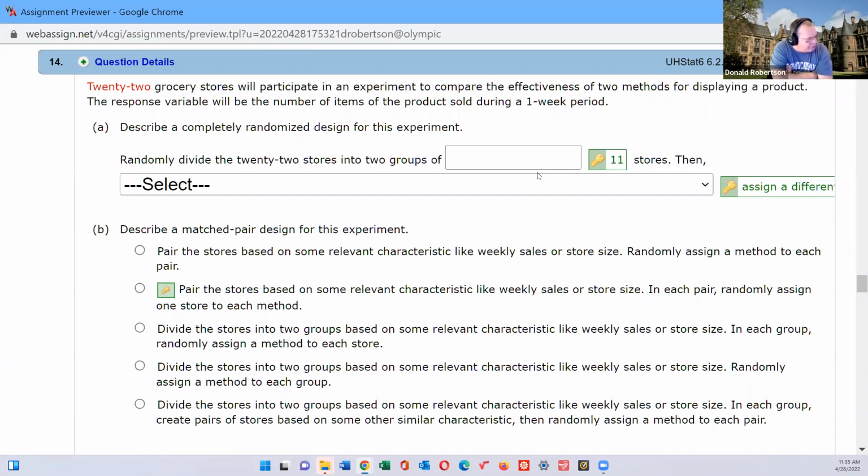Remember this one, this is a little bit complicated in my brain at least. 22 grocery stores will participate in an experiment to compare the effectiveness of 2 ways to display a product. The response variable will be the number of items of the product sold during a week. So let's suppose that you're putting a push on cornflakes. And one way of displaying them is to put them right at the front door when you come in and have a big pile of cornflakes, right? And, blah, blah, 82 cents.